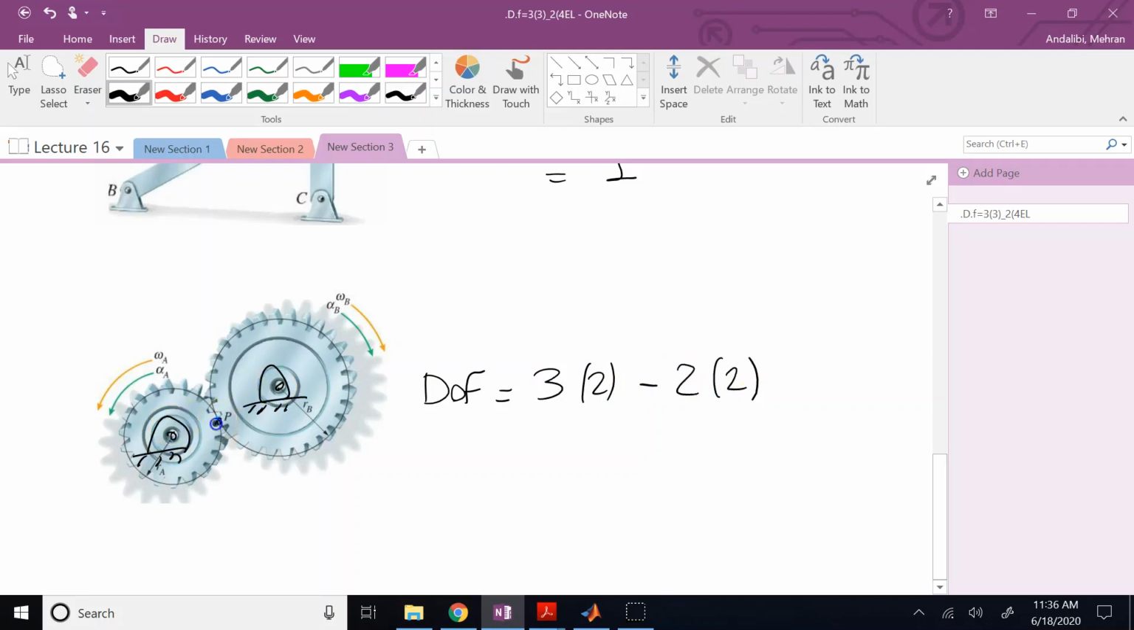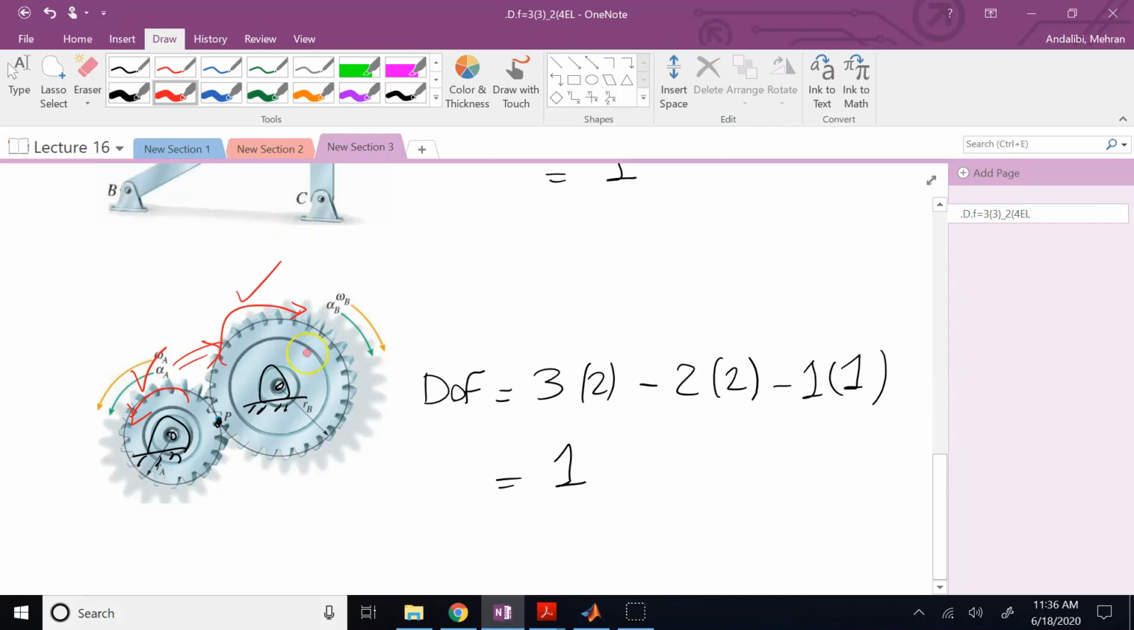And here at P, the gears have what? Contact with each other. So it's -1 times 1. So what would you get? Yes, 1. So this system has 1 degree of freedom. Therefore, if you provide the motion of one of them, let's say this one, the other one will be what? Determined, right? So if you know this, the other one will be determined.